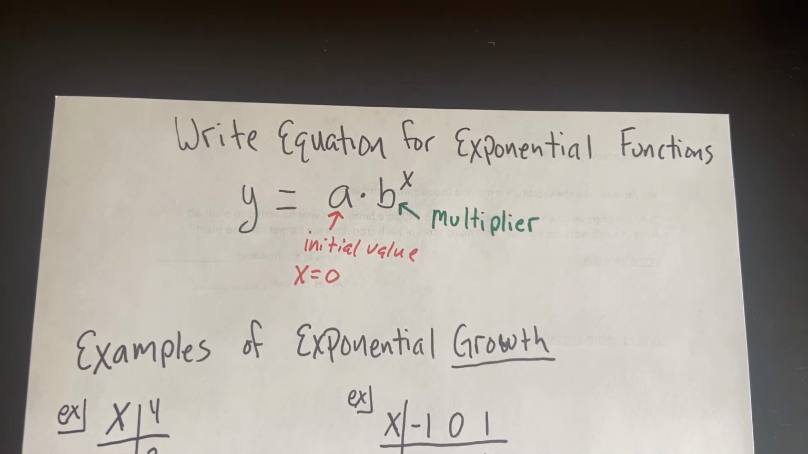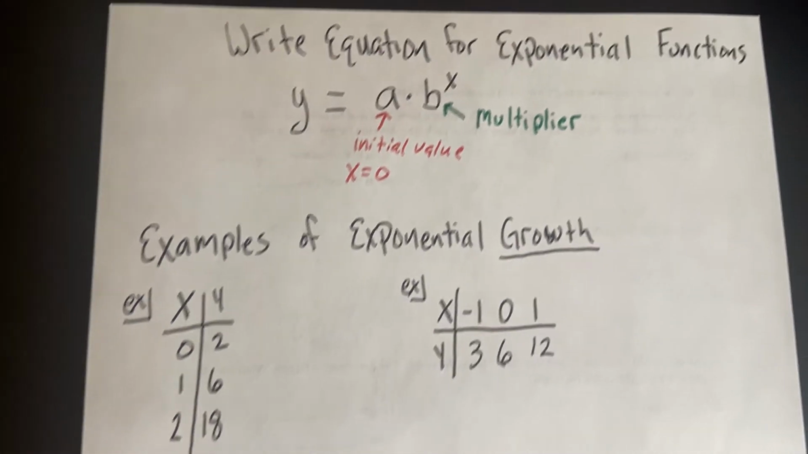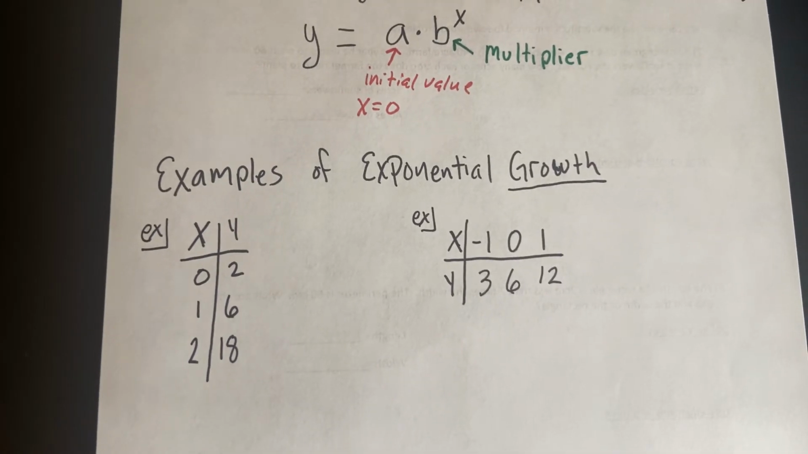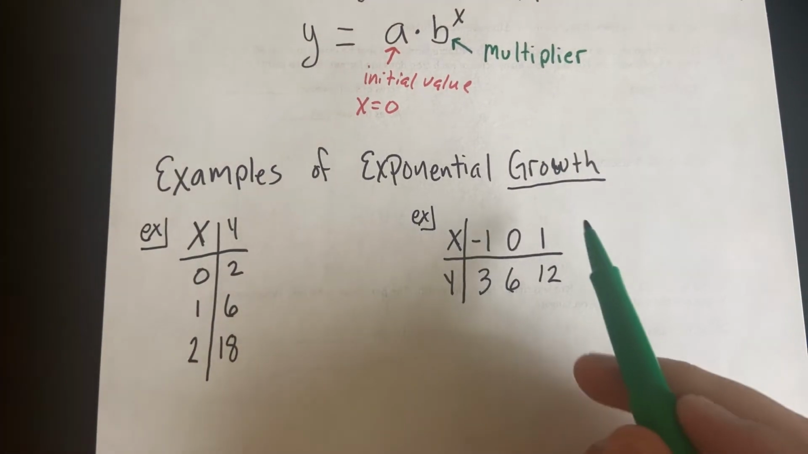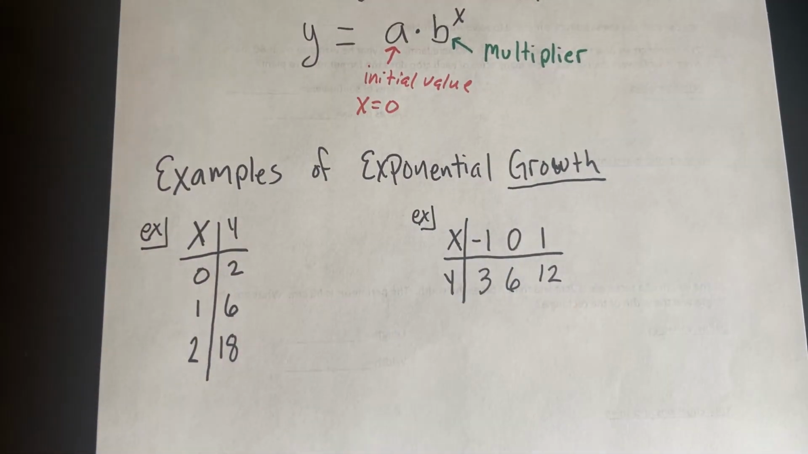Okay, so I've got 6 examples here for us. We're going to look at what happens when the numbers are increasing, and we're going to look at some when they may be decreasing. So let's start out with the increasing stuff first. When we talk about exponential functions, increasing is referred to as growth.